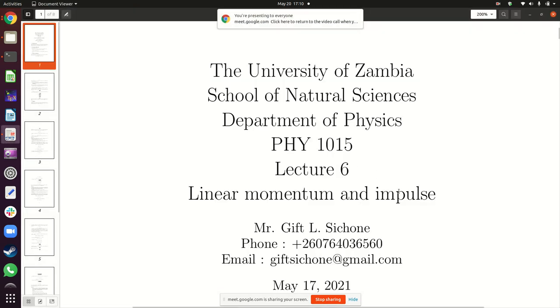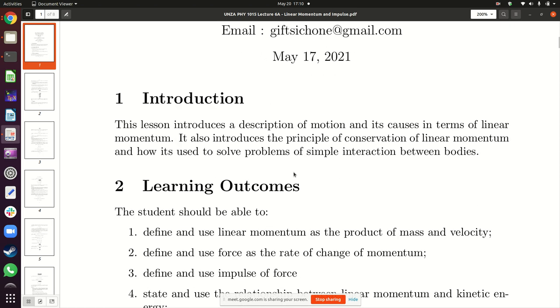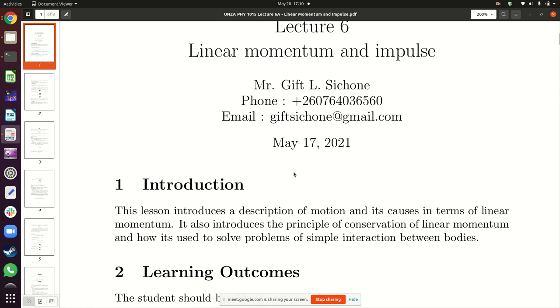Okay, so this evening we're going to look at something called linear momentum and impulse and how we use these in physics. So we have to introduce what linear momentum is and also what impulse is.